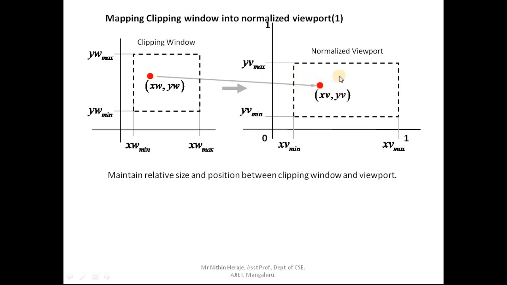Okay, so two things happen here, that is, scaling and translation factors are involved in this. Here, as you see, the point is to maintain relative size and position between the clipping window and viewport. So size comes in terms of scaling, position comes in terms of translation. It is clearly mentioned: maintain the relative size and position.